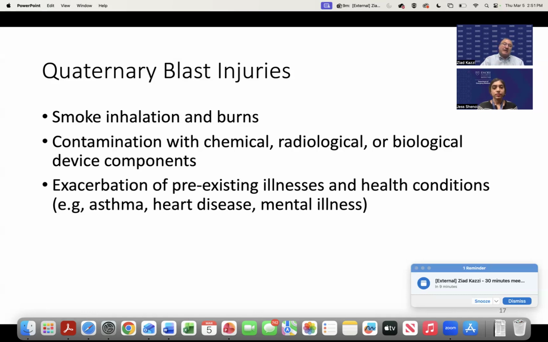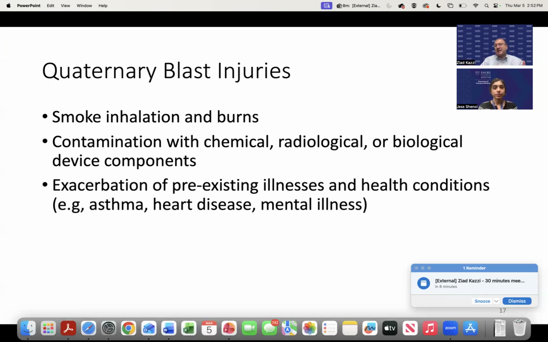Don't forget about smoke inhalation and burns. Those are also called quaternary blast injuries. They will have a more immediate impact on the victims initially. They also require specialized care, with smoke inhalation requiring attention to hydrogen cyanide poisoning or carbon monoxide poisoning, airway compromise, and the thermal burns that often require specialized burn surgery care.